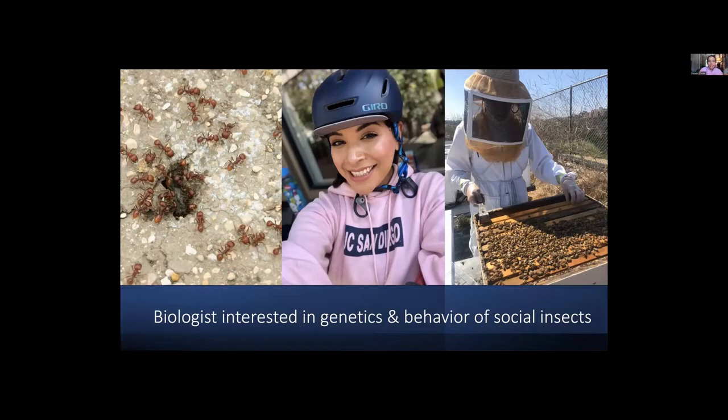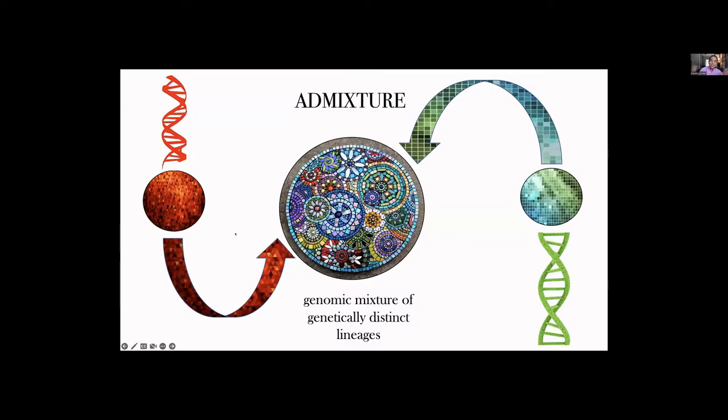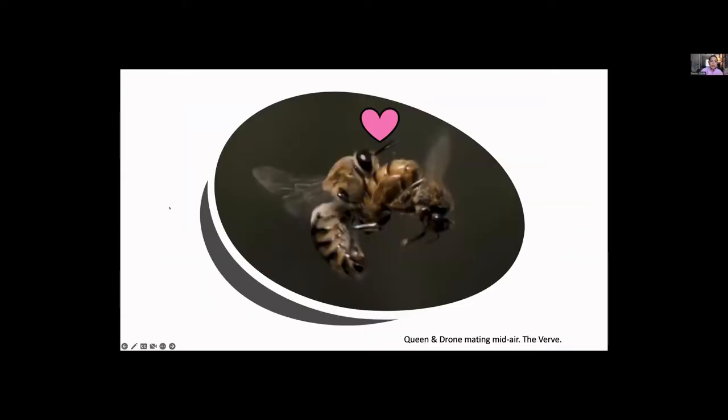First of all, I want to say that I'm a general biologist interested in genetics and behavior of social insects, which is why I moved on to work in ants from bees. I think it's been such an amazing journey working with bees to ants. And broadly, I would say I was really interested in this idea of admixture, hybridization, genomic mixture of genetically distinct lineages, which kicked off this project.